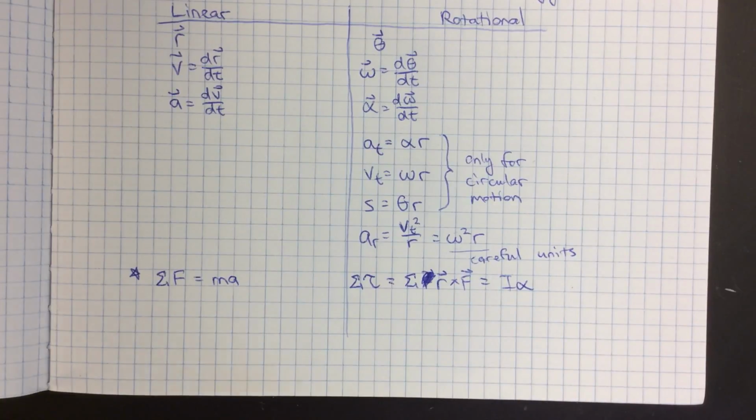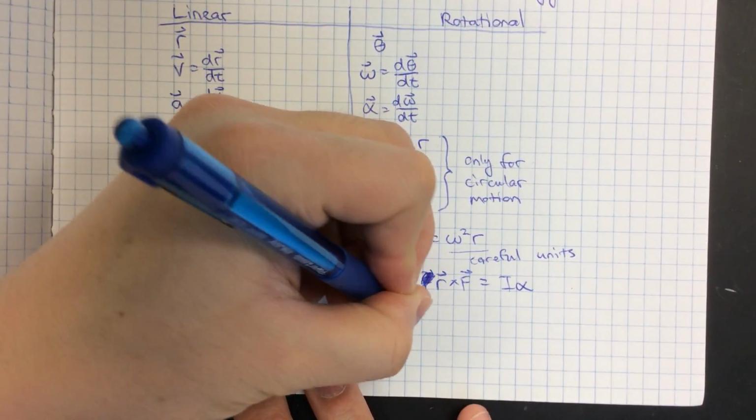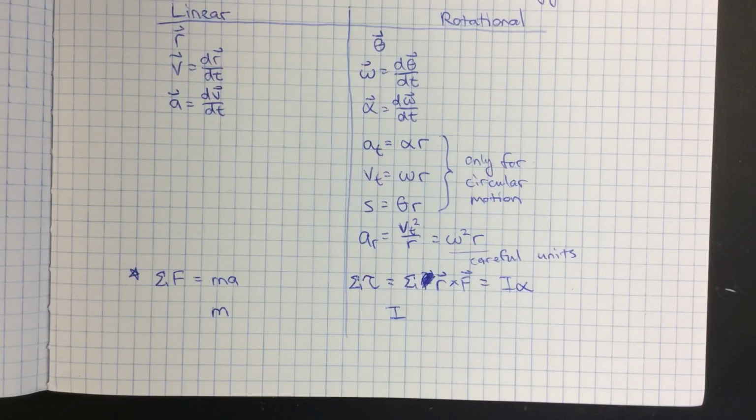And then that's alpha. So we can say that mass is like an inertia. Or sorry, is like a moment of inertia.